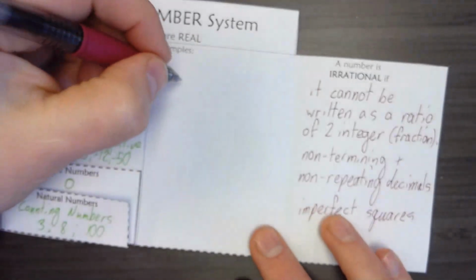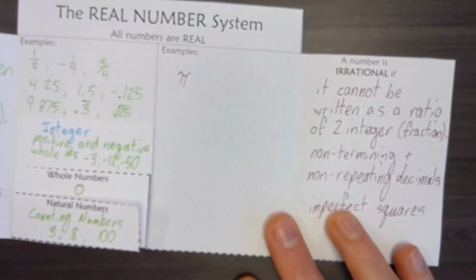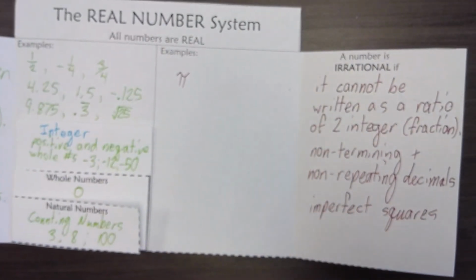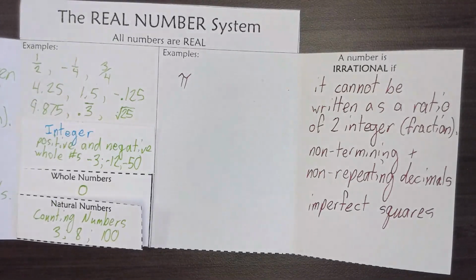I think pi should be obvious, right? Pi is 3.14, blah, blah, blah. It doesn't stop. It doesn't repeat. Its decimal goes on forever without doing those 2 things. Therefore, it is an irrational number. It is one of our best examples of an irrational number.